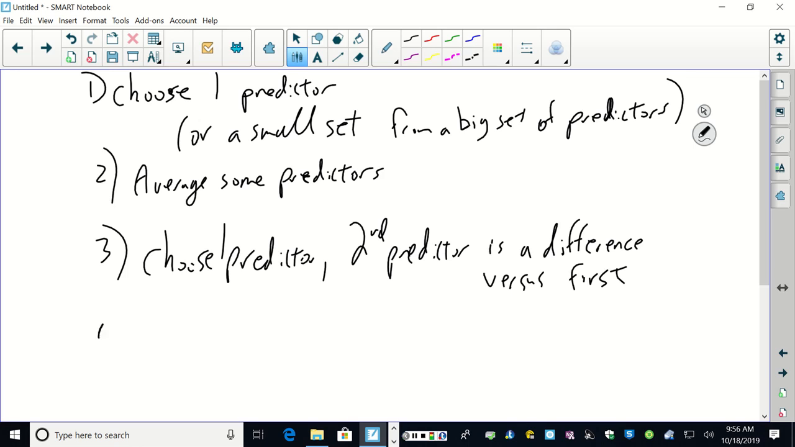Or you use a technique like principal components. It can be used to choose a new combination of variables in some way. And so what are these principal components? The principal components create new variables from that.